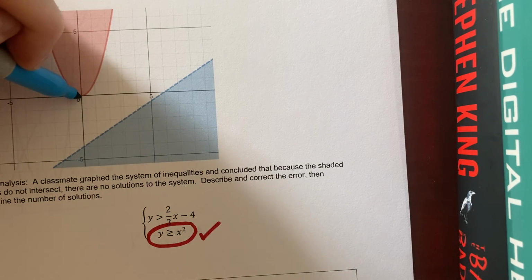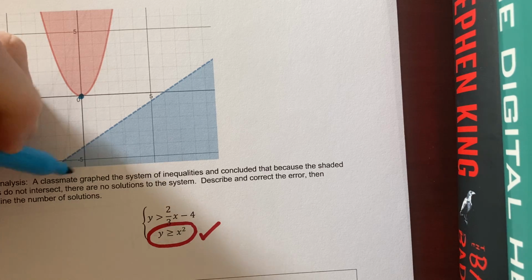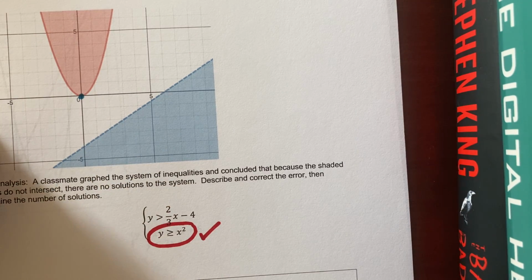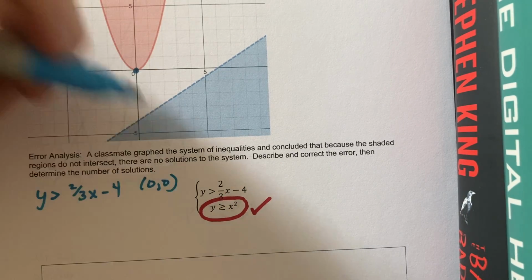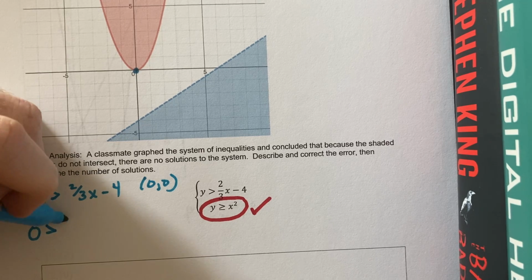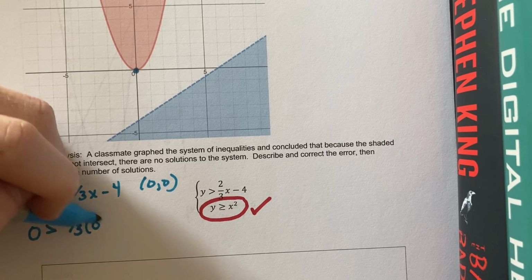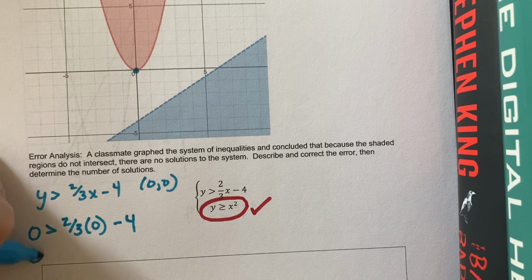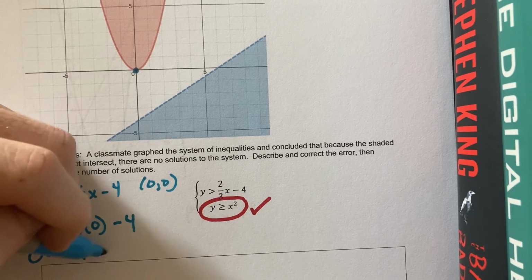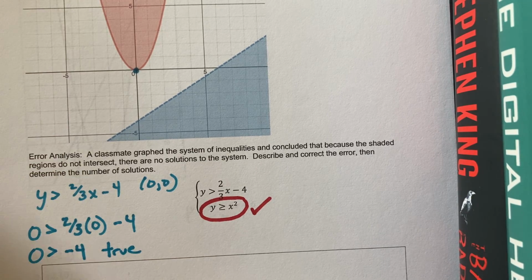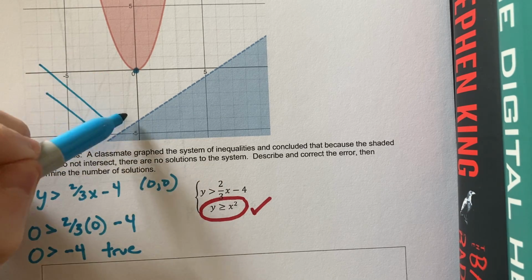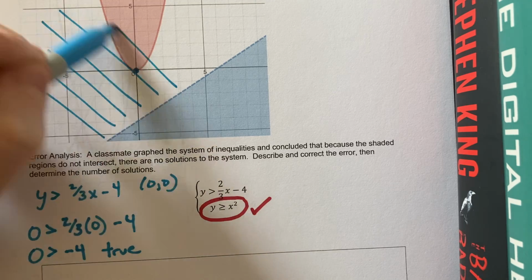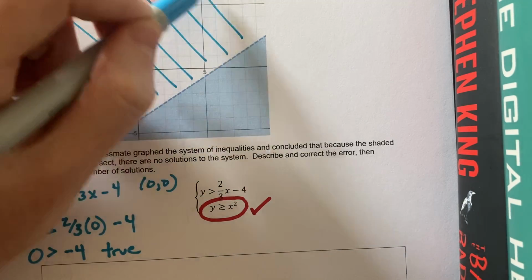So let's pick the point 0, 0, because 0, 0 is not on my line, and let's test it out. I'm using this equation, plugging in the point 0, 0 to check my work. 2/3 times 0 minus 4, and I get 0 is greater than -4, which is true. Since it's true, I want to shade over top of the point that I picked. So they shaded below the line. We should have shaded above the line.